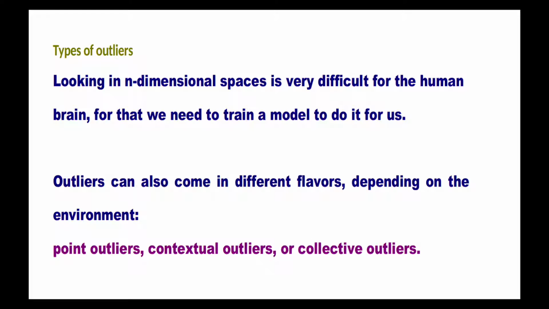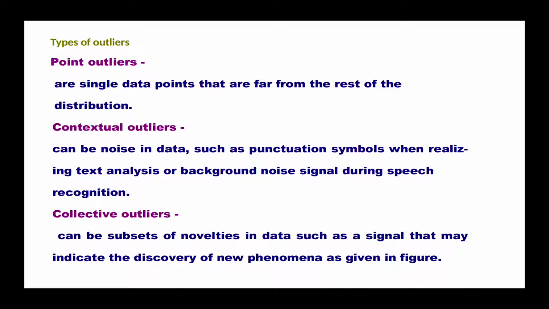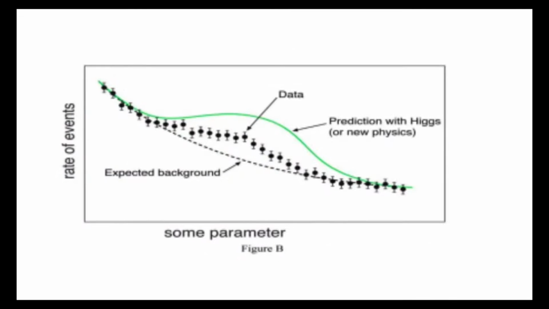Outliers can also come in different flavors depending on the environment. The classification being point outliers, contextual outliers or collective outliers. Point outliers are single data points that are far from the rest of the distribution, whereas contextual outliers can be noise in data such as punctuation symbols when realizing text analysis or background noise signals during speech recognition. Collective outliers can be subsets of novelties in data such as a signal that may indicate the discovery of new phenomena as given in the figure.